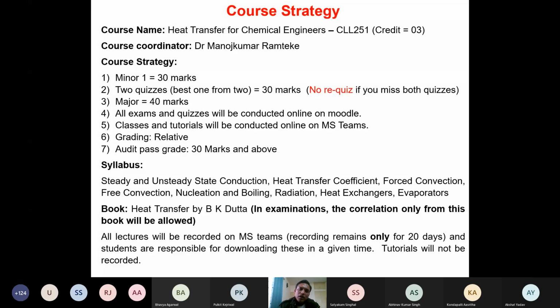Then we will have 2 quizzes. These quizzes will be similar to the minor 1, but among these 2 quizzes, only one is compulsory. That means the best one of these 2 will be considered for your marks. 30 marks each will be given for each quiz, and whatever the best marks you have obtained will be considered. If you miss both the quizzes, then you lose all 30 marks. There will not be any re-quiz like a re-minor or re-major.